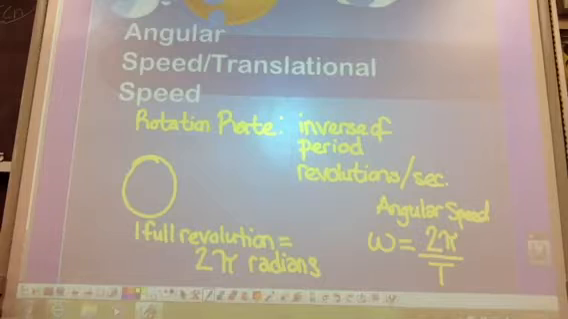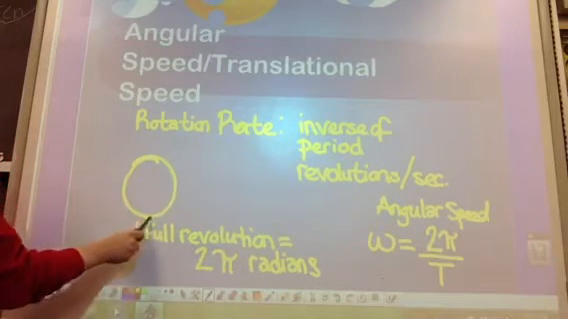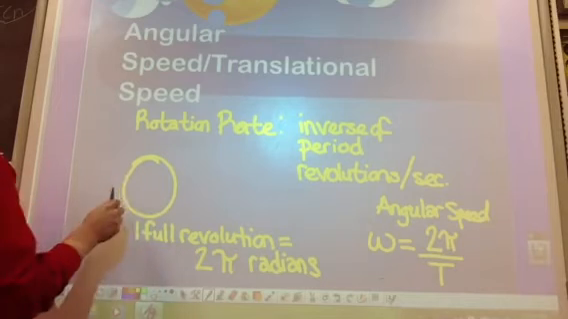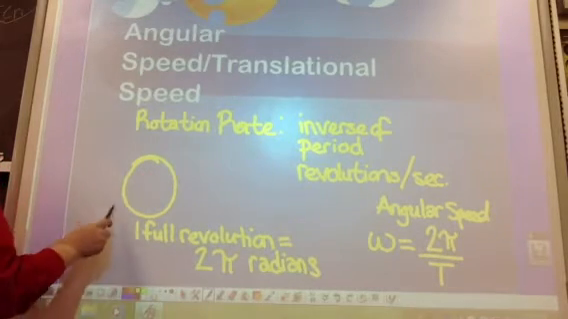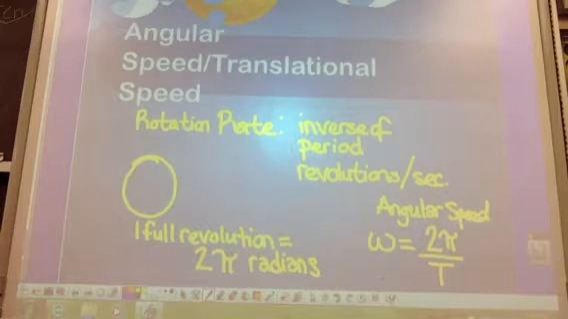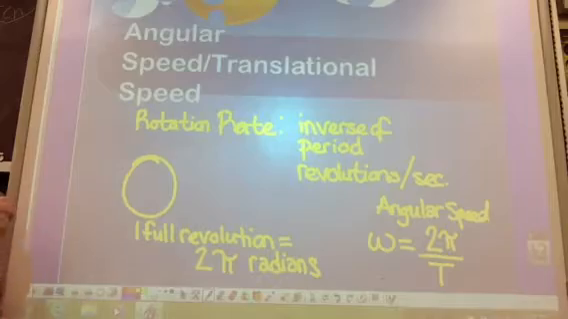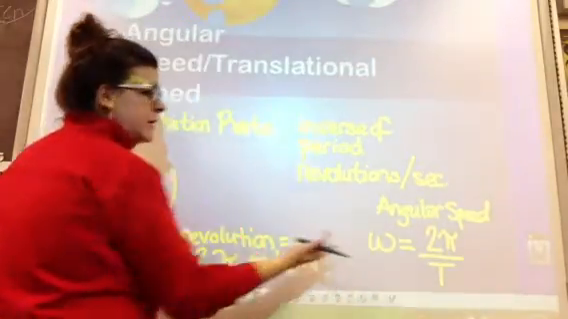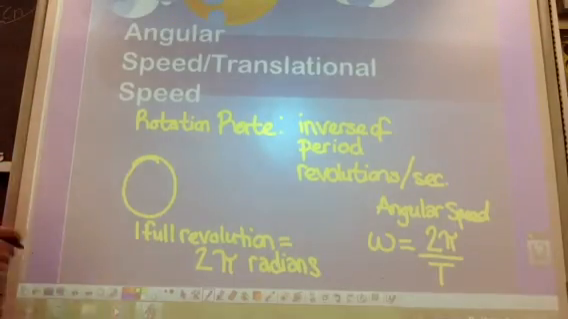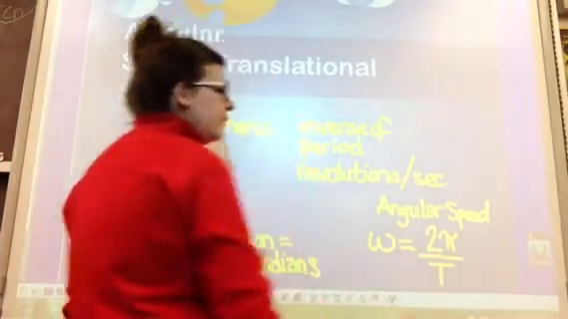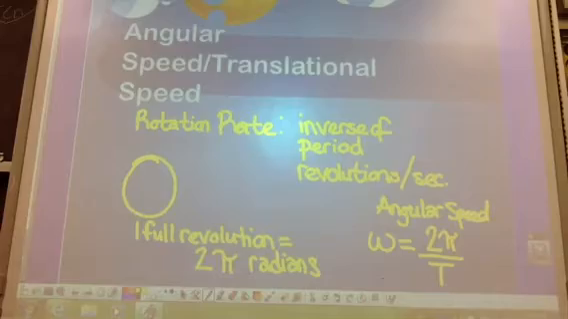If I have a particle traveling in uniform circular motion and it makes a complete full revolution, that corresponds to an angle of 2 pi radians. To calculate angular speed, I take the product of this 2 pi radians, this one full revolution, and my rotation rate, which is just the inverse of period. That gives me my formula. We symbolize angular speed with this italicized omega, so omega equals 2 pi over T, T standing for period.